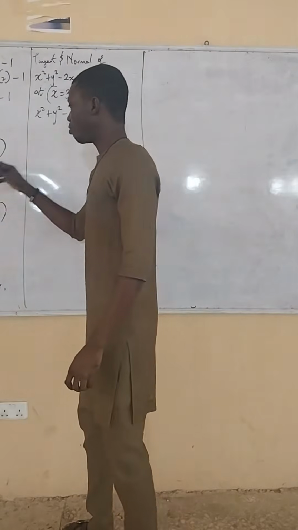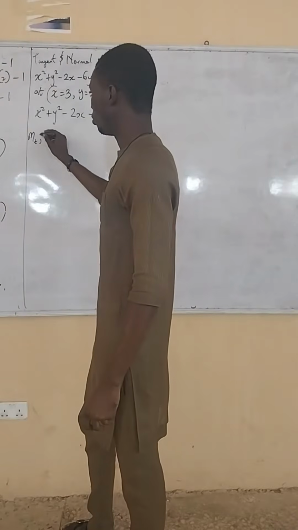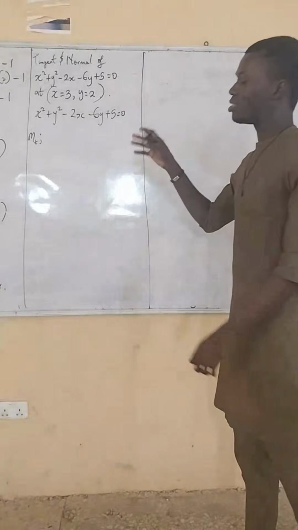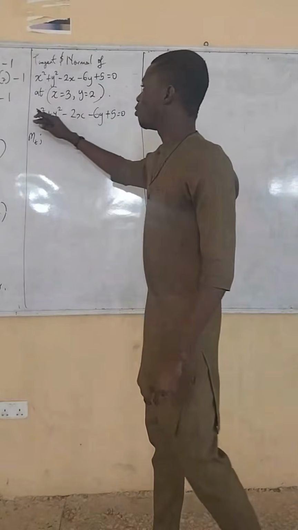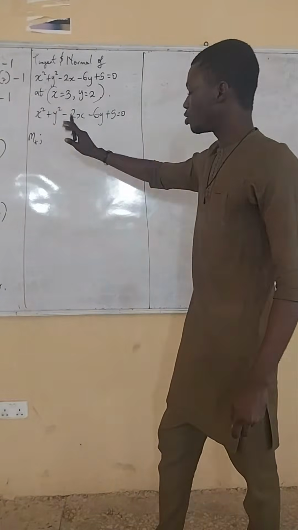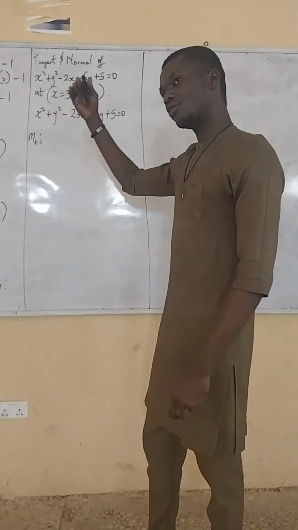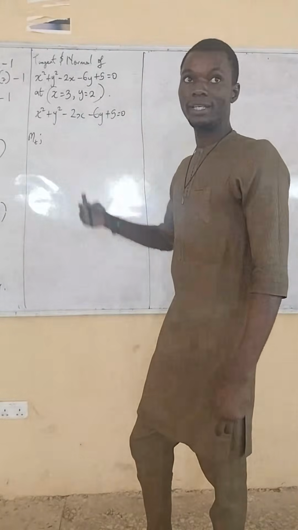Now what's the derivative of this? That means our gradient m of t. That's what we want to find. Now this one is not just dividing, no. It means we are going to find the derivative of each of them based on their position. Now we have x squared. When you find the derivative of x, we are going to have that. But when you find the derivative of y, we will include what? dy over dx.